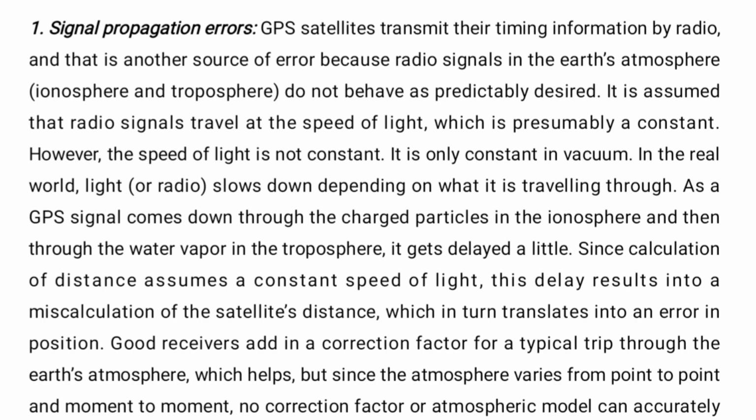As GPS signals come down through the charged particles in the ionosphere and then through the water vapor in the troposphere, they get delayed a little. Since the calculation of distance assumes a constant speed of light, this delay results in a miscalculation of the satellite distance, which translates into an error in position.